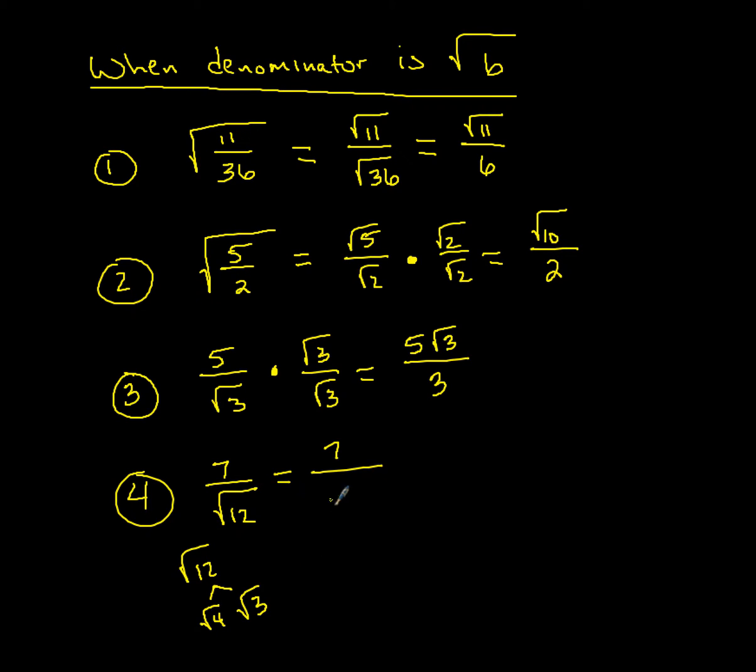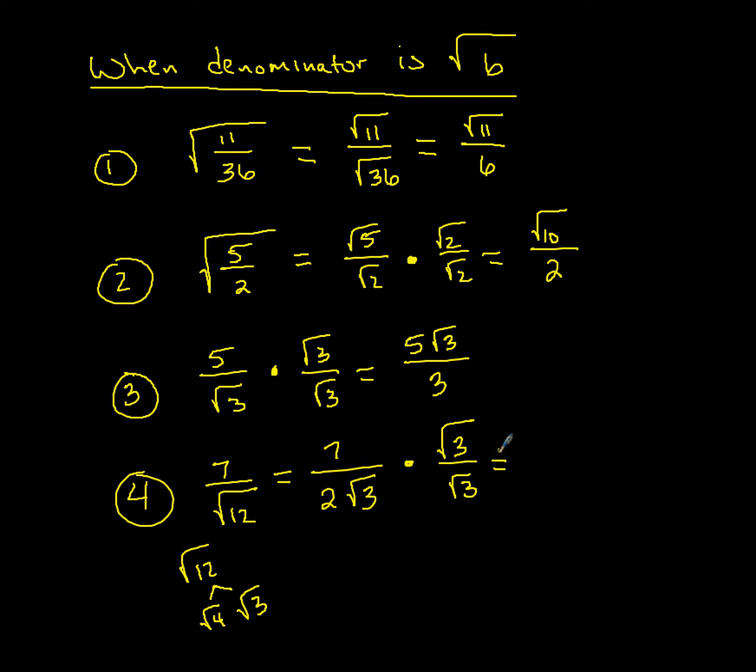So that's going to simplify down to 2 square roots of 3. Now when you have a fraction like this, you don't want to multiply the top and the bottom by 2 square roots of 3. You just want to look at the radical, and that's square root of 3. So you're going to multiply the top and the bottom by just square root of 3 over square root of 3.